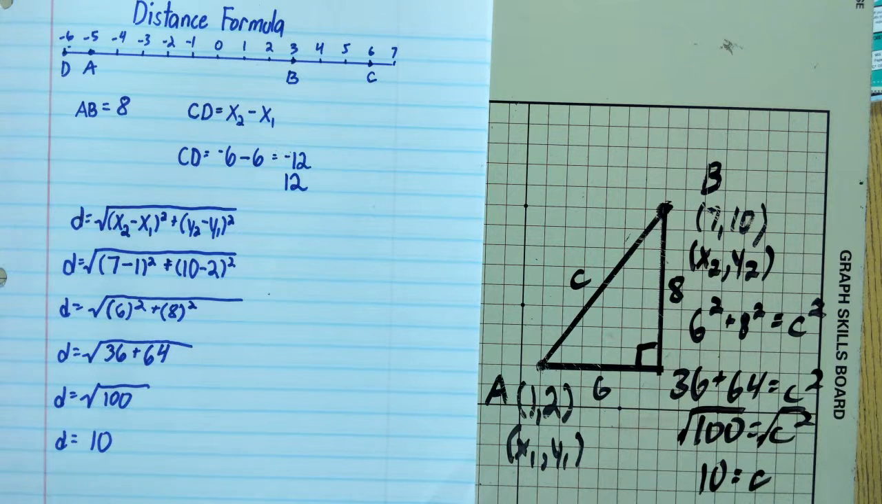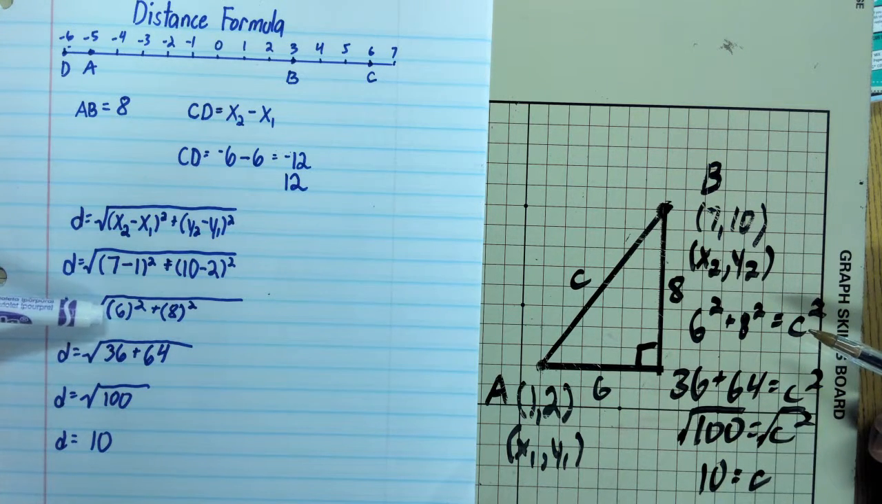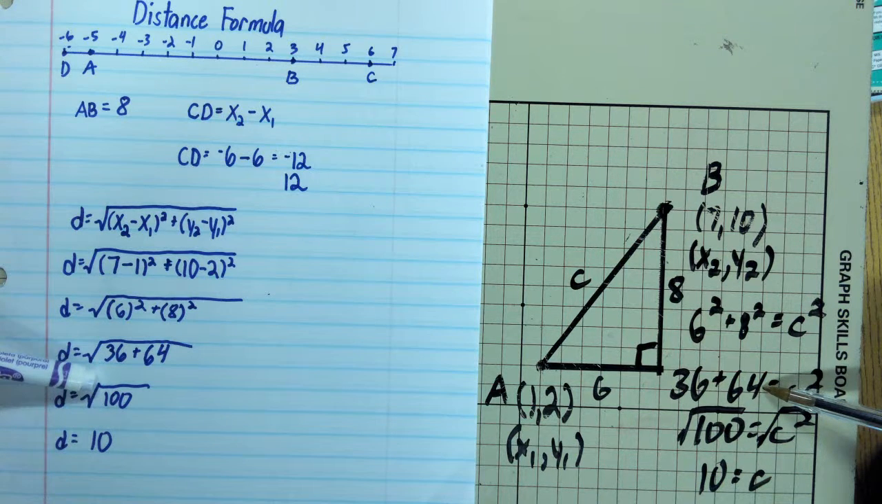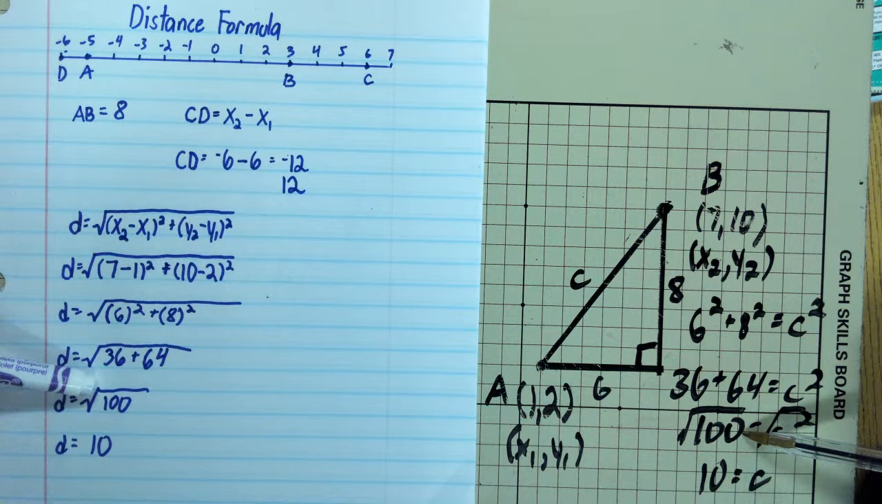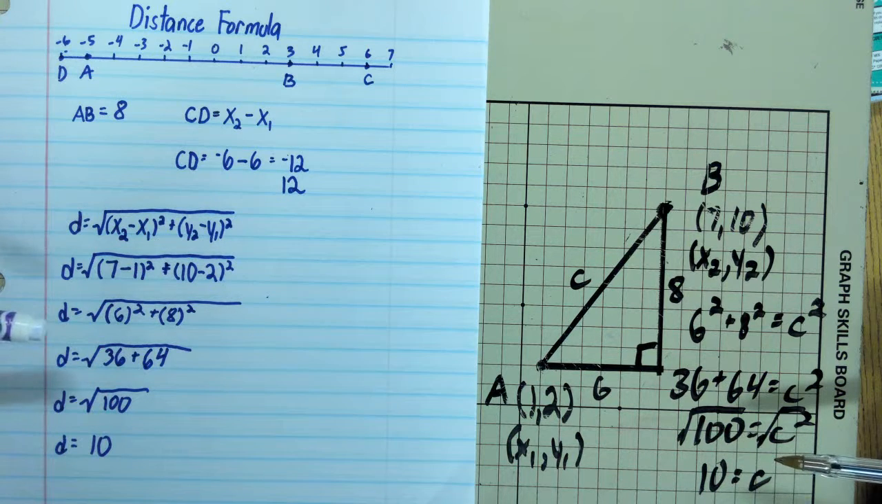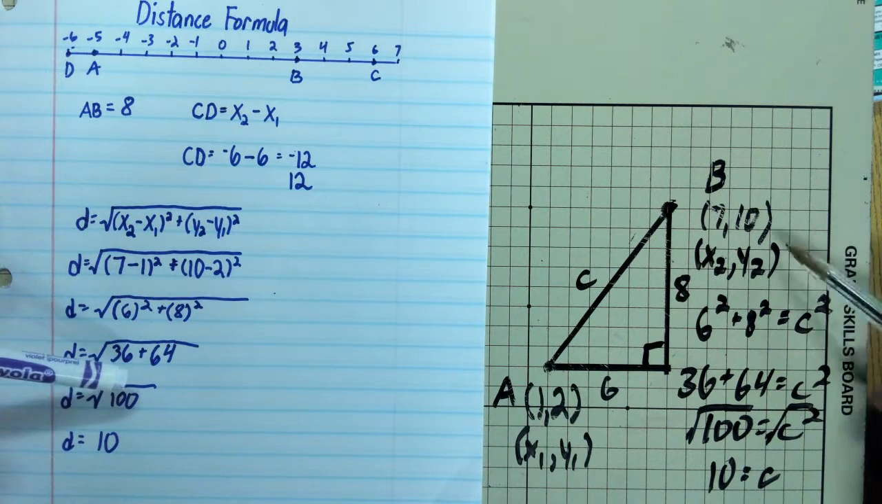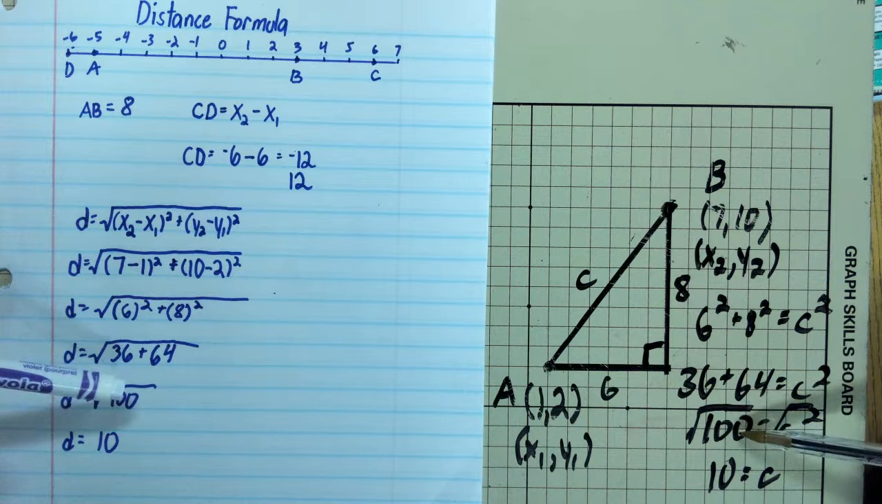So here's a side-by-side similarity. Notice, in my distance formula, I have 6 squared plus 8 squared, 36 plus 64. We take the square root of 100. So this is why the Pythagorean theorem and the distance formula are related. Really, the main difference: in the distance formula, you write that square root at the very start and keep working with it. But in the Pythagorean theorem, the square root happens at the very end.